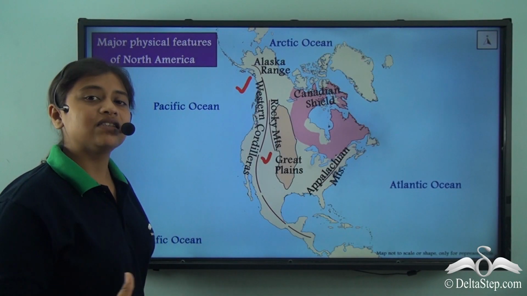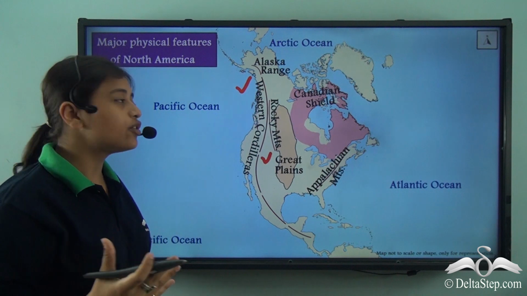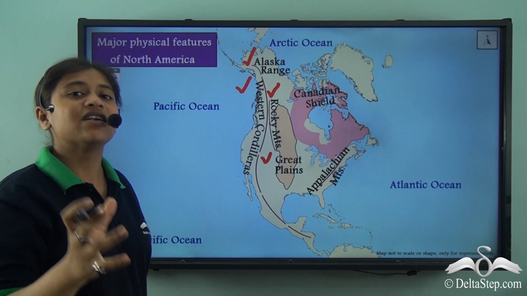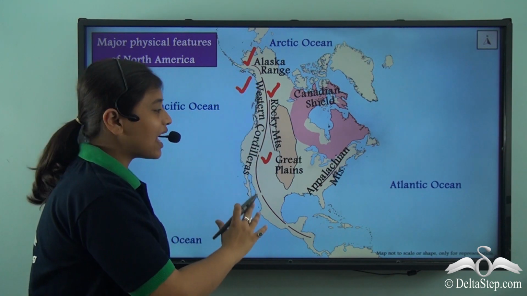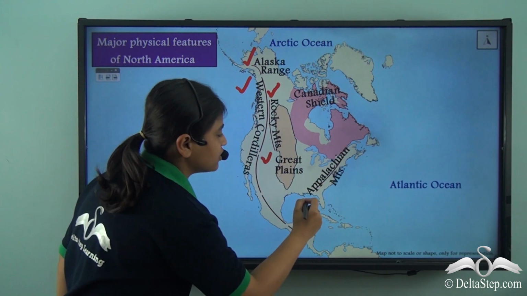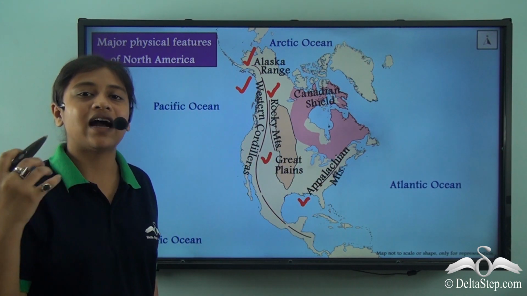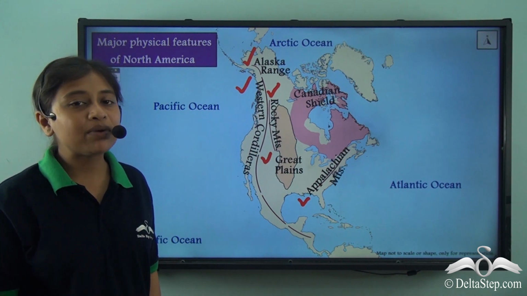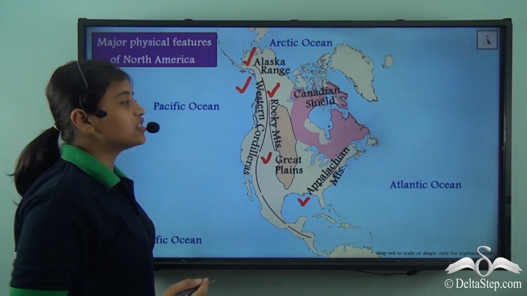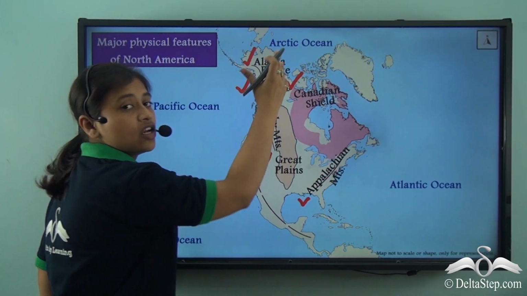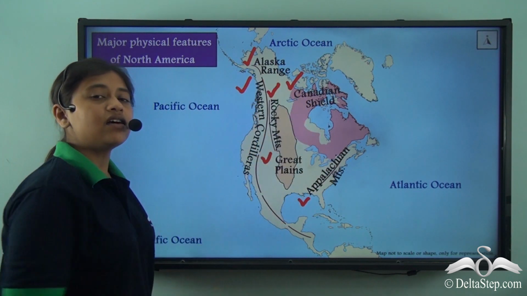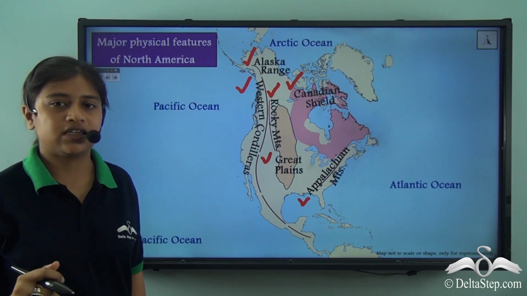While Western Cordilleras are a chain of parallel mountains including the Alaska Range and the Rocky Mountains, the Great Plains lies between the Western Cordilleras and the Appalachian Mountains. Now the Appalachian Mountains is the 3rd physical division, and it is also known as the Eastern Highlands. Now why Eastern Highlands? Simply because it lies on the eastern part of the continent. And the 4th physical division is the Canadian Shield on the northeastern part of the continent. So we see that these 4 are the major physical divisions of the continent.